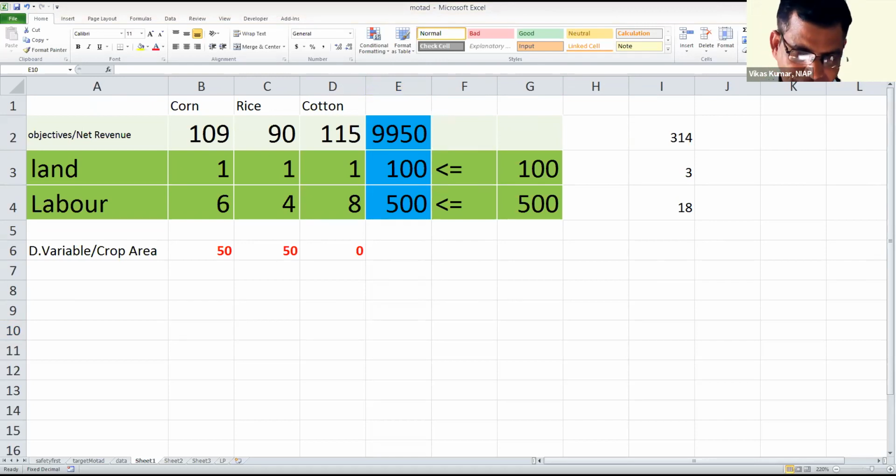Now we will have another topic here, the multiple objective optimization for sustainable agriculture.